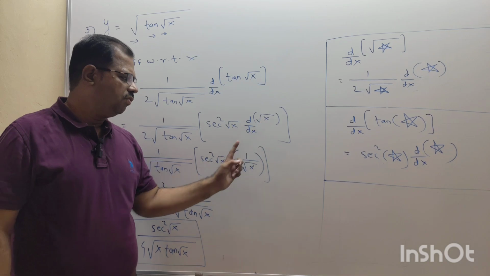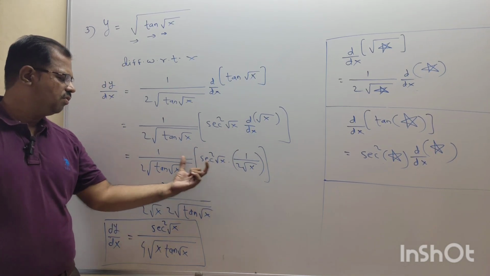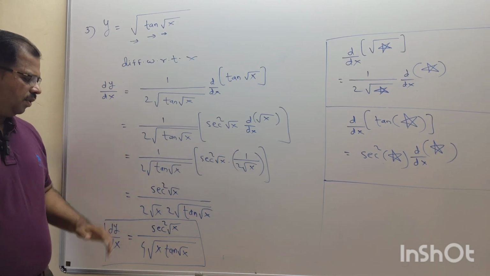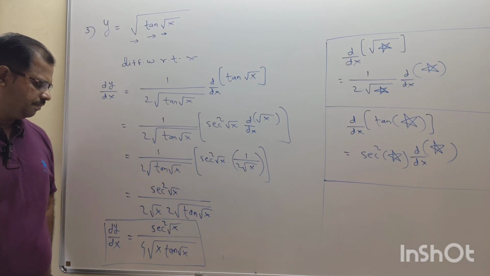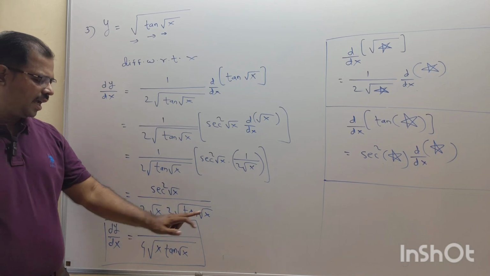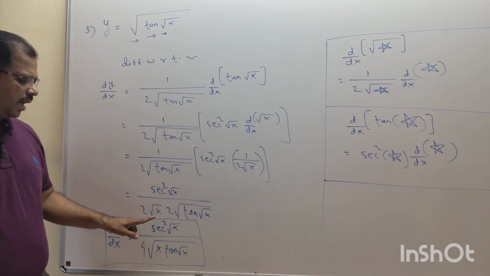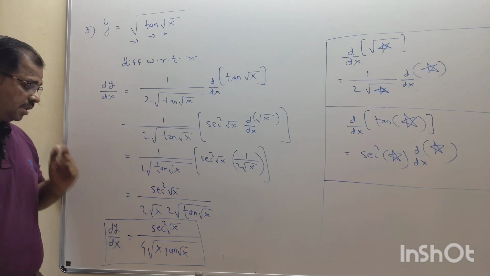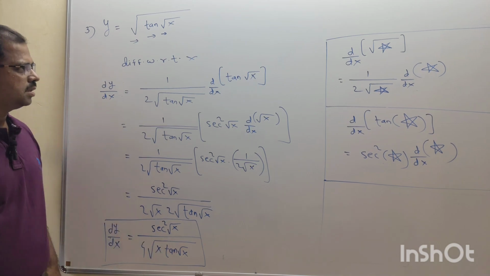We know that the derivative of root x is 1 upon 2 root x. Sec square of root x into 1, sec square of root x, and 1 into 1 is 1. Taking 2 root x in front of 2 root tan of root x, 2 2s are 4. Now the remaining terms are root x and root tan of root x, but taking this root common, we write the multiplication of x into tan of root x. Therefore, the answer is sec square of root x upon 4 into root of x tan of root x.